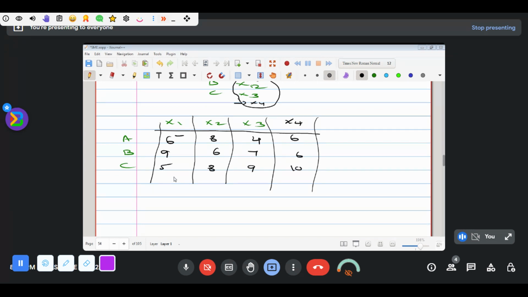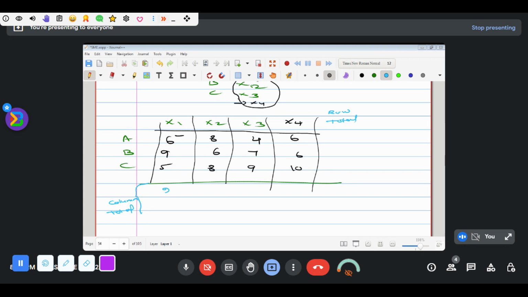So next you want to add all the separate values. That means the row total. Here the column is also added. That means the column total. Add 6, 9, 5. How much is 6, 9, 5?